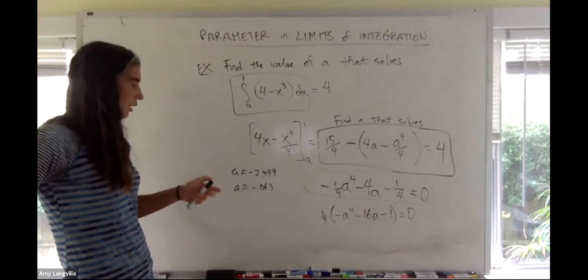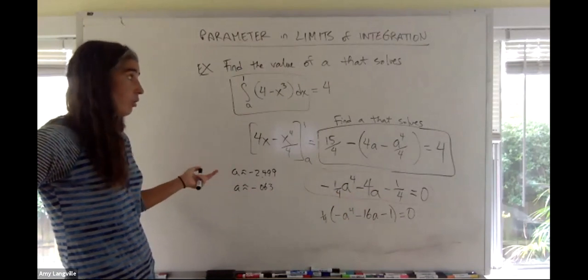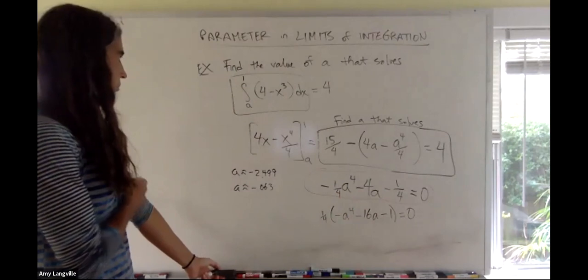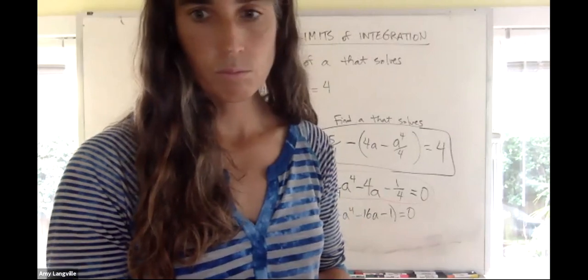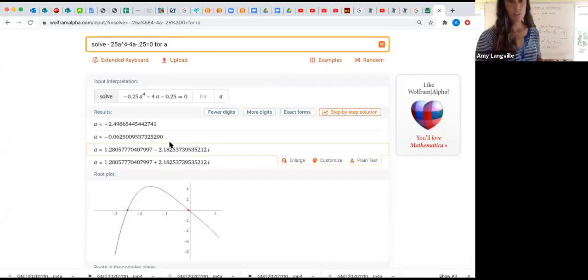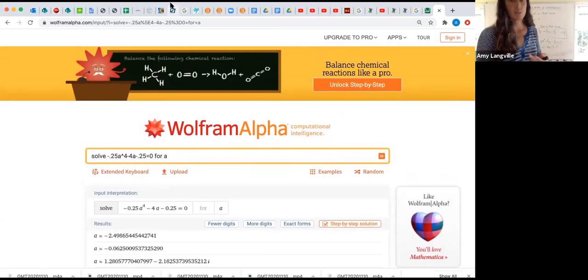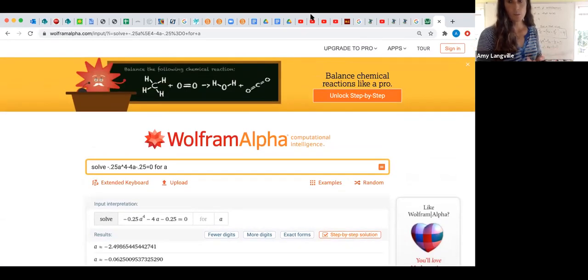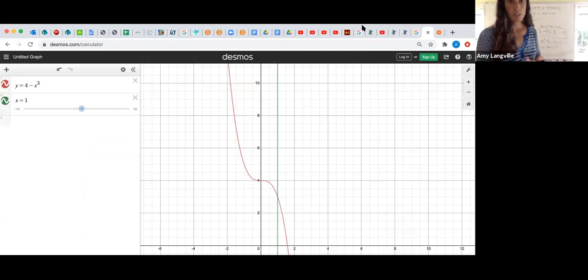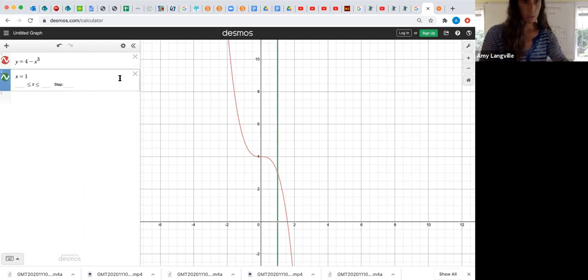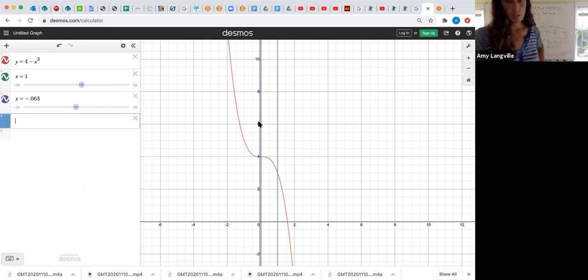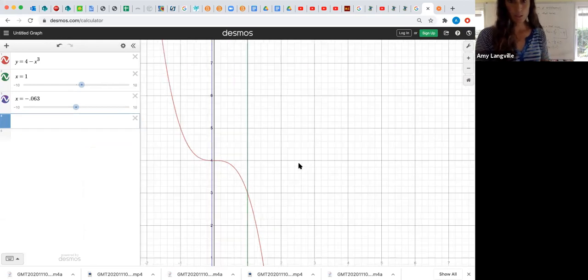But let's go back to figuring out which one of these works, or do both of them work? Let's go back to Desmos then, and see which one's going to make sense for us. Because when we asked Wolfram to solve this, it didn't know that there was a picture and a context for a problem and a particular model that we were actually working with. We know that, so we designed it that way. Okay, so let's put in x equals minus 0.063.